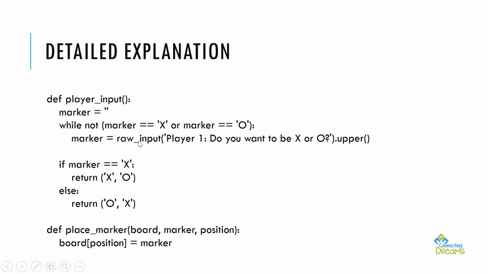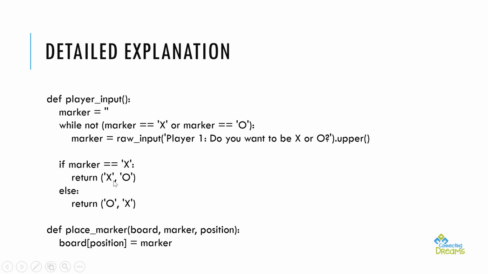So it is continuously looking for an input from the user: do you want to be X or O? In uppercase, you're storing that value into the variable marker, and unless the value the user is passing is X or O, this loop will not terminate. Only when the user gives the correct entry as X or O will the value be stored into the variable marker, and it says that if marker equals X, then you return X and O, else you return O and X.